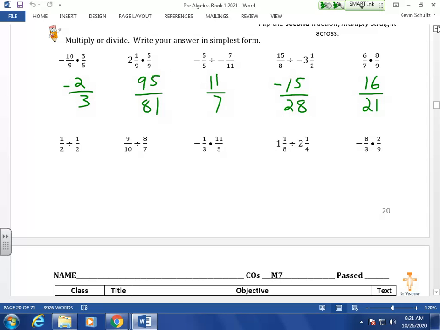Second row, anything divided by itself is 1, including a fraction. So 1/2 divided by 1/2 is just 1 whole. Then we've got 63 over 80. Negative 11 15ths, 1/2, and negative 16 27ths. Any of those you'd like to talk about in more detail?